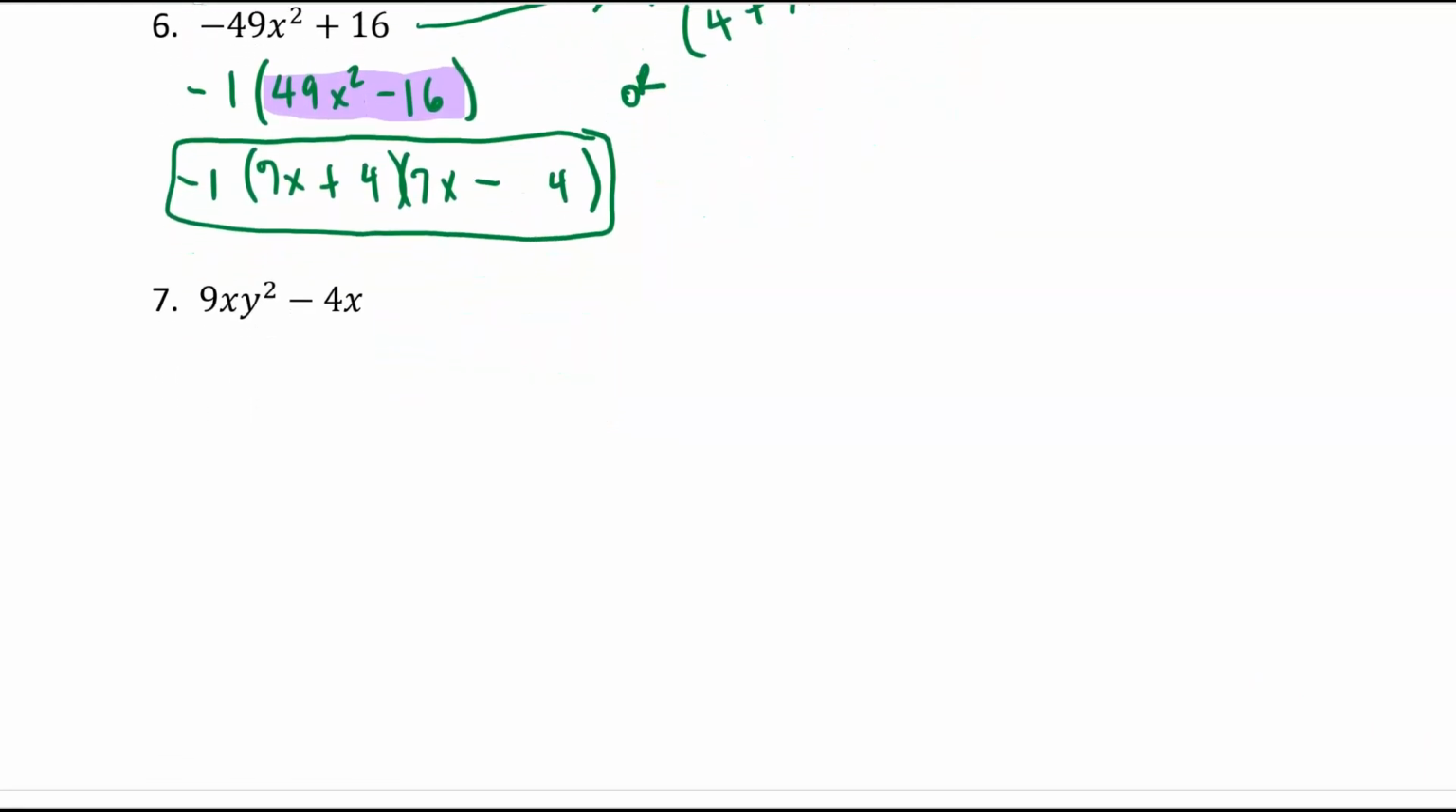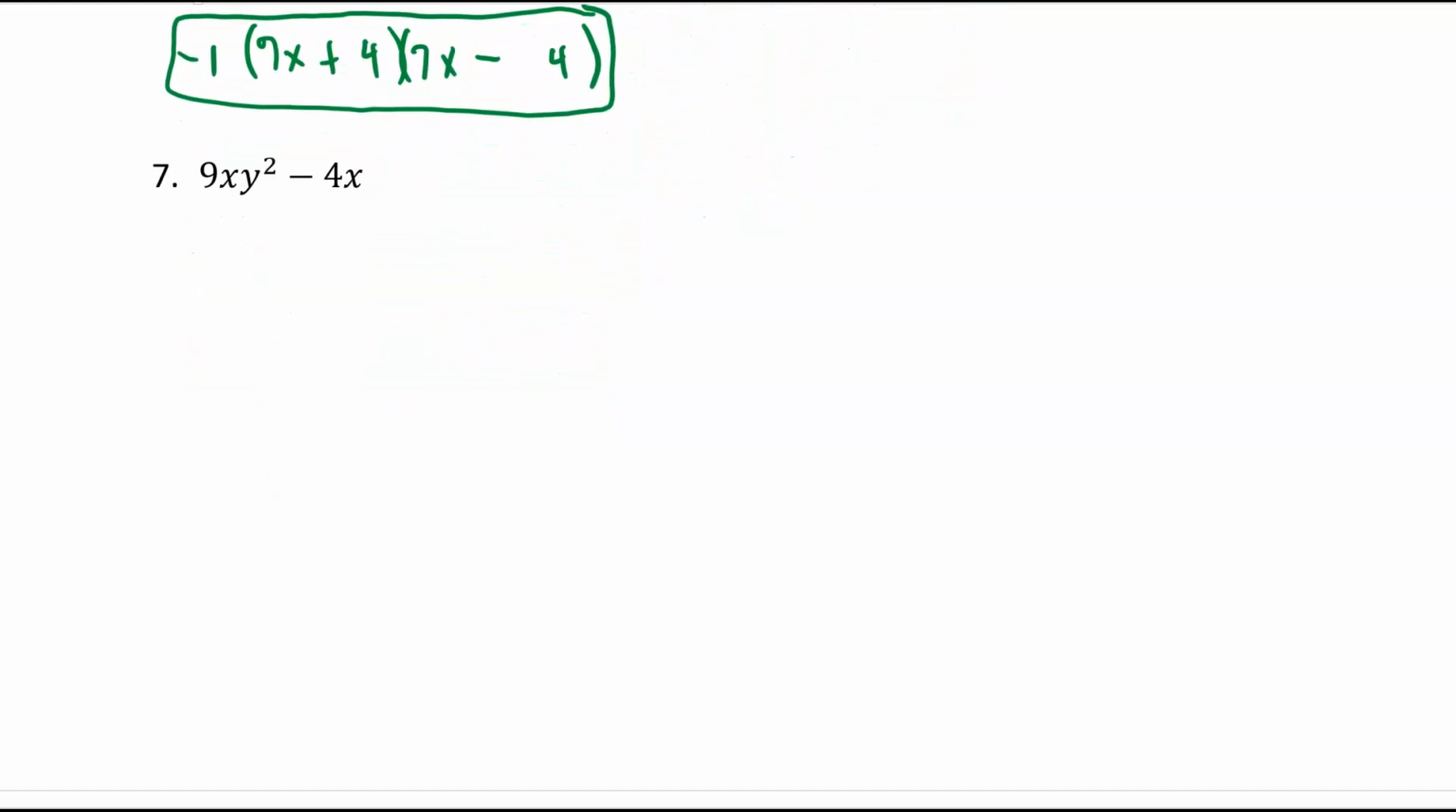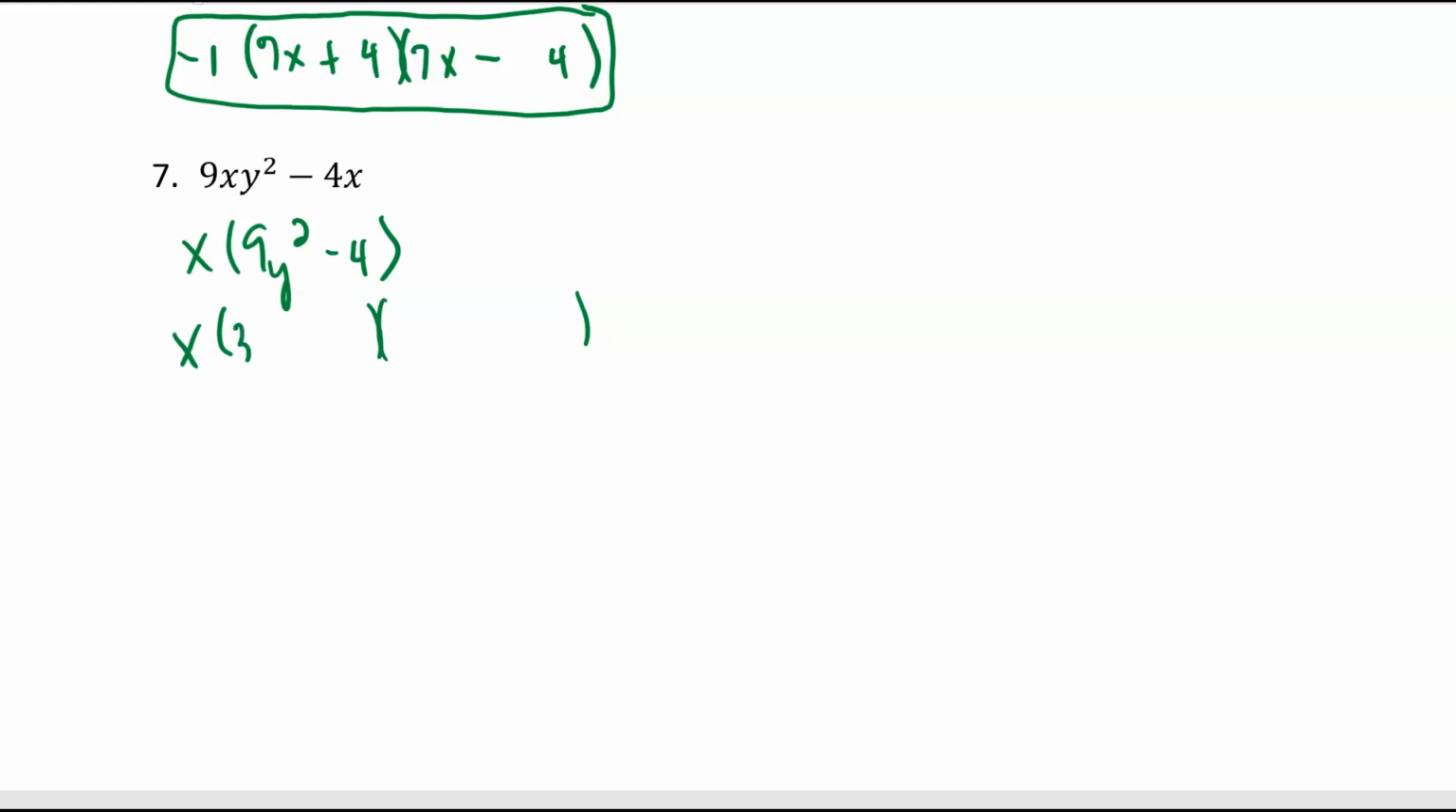Next, we have 9xy squared minus 4x. Well, looks like we have a GCF. We take it out. And then we have 9y squared minus 4, which is a difference of squares. So the final answer would be x times what? 3y plus 2 times 3y minus 2.